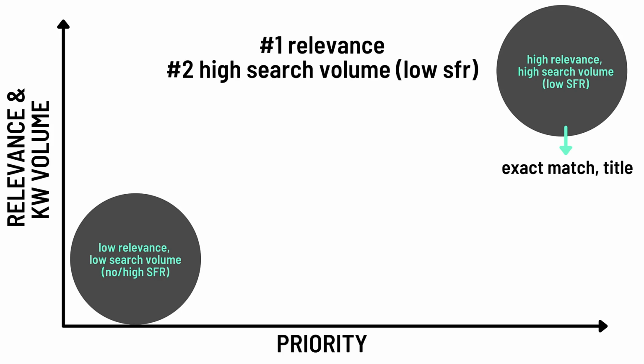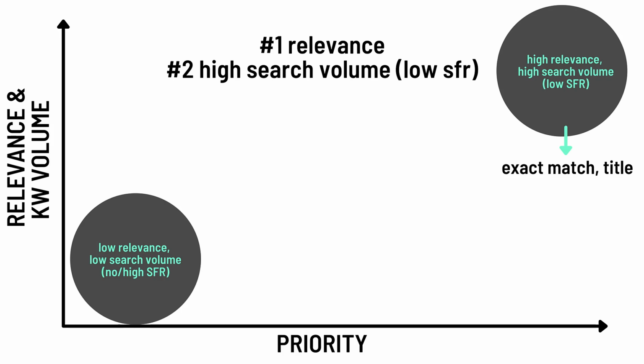But if we can match that high relevance also with high search volume or a low search frequency rank, that's really going to be where the most power is going to come from turning that into sales and organic ranking for your listing. So we're going to want to use exact match for those key terms, and we're going to want to put as many of those in the title as possible.